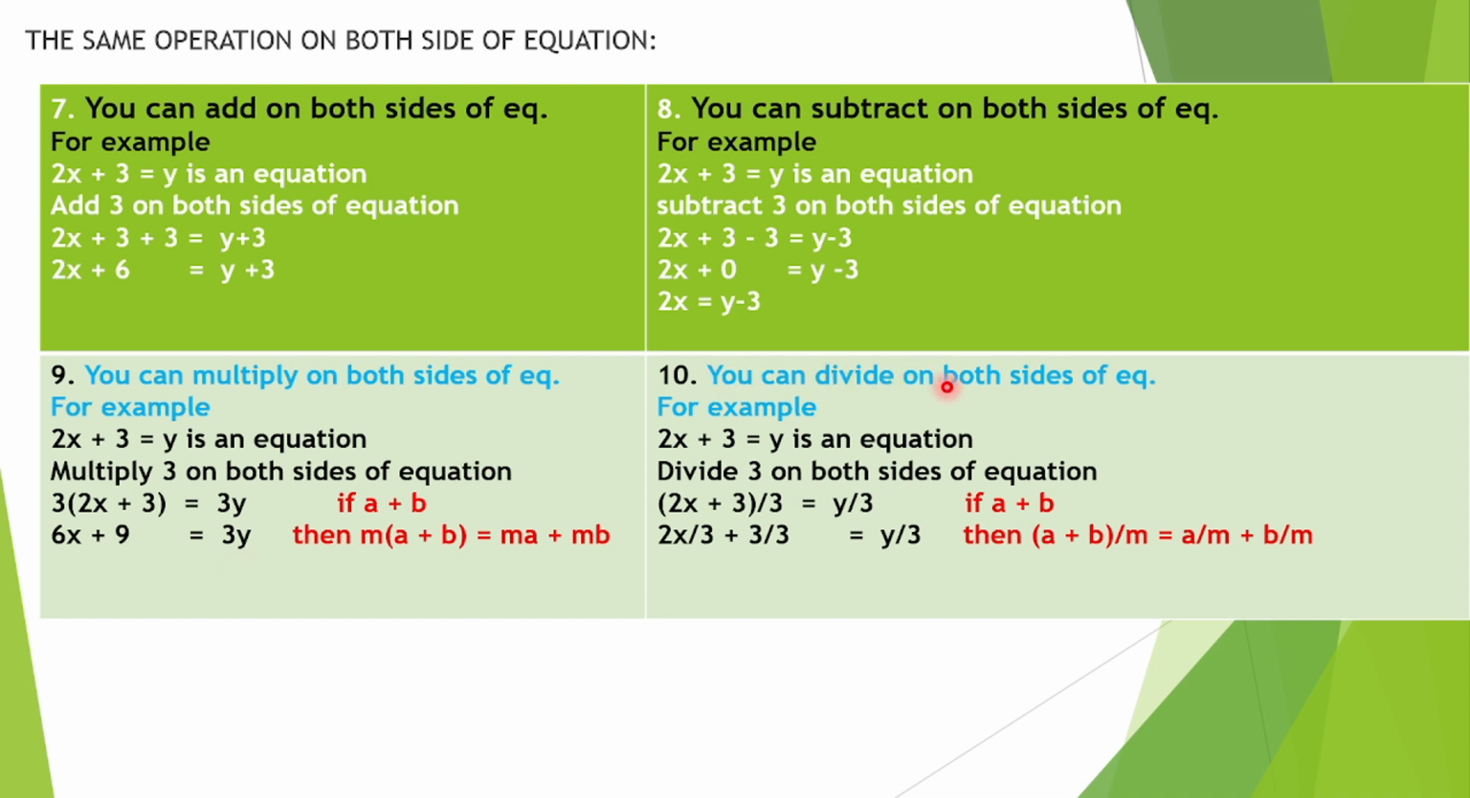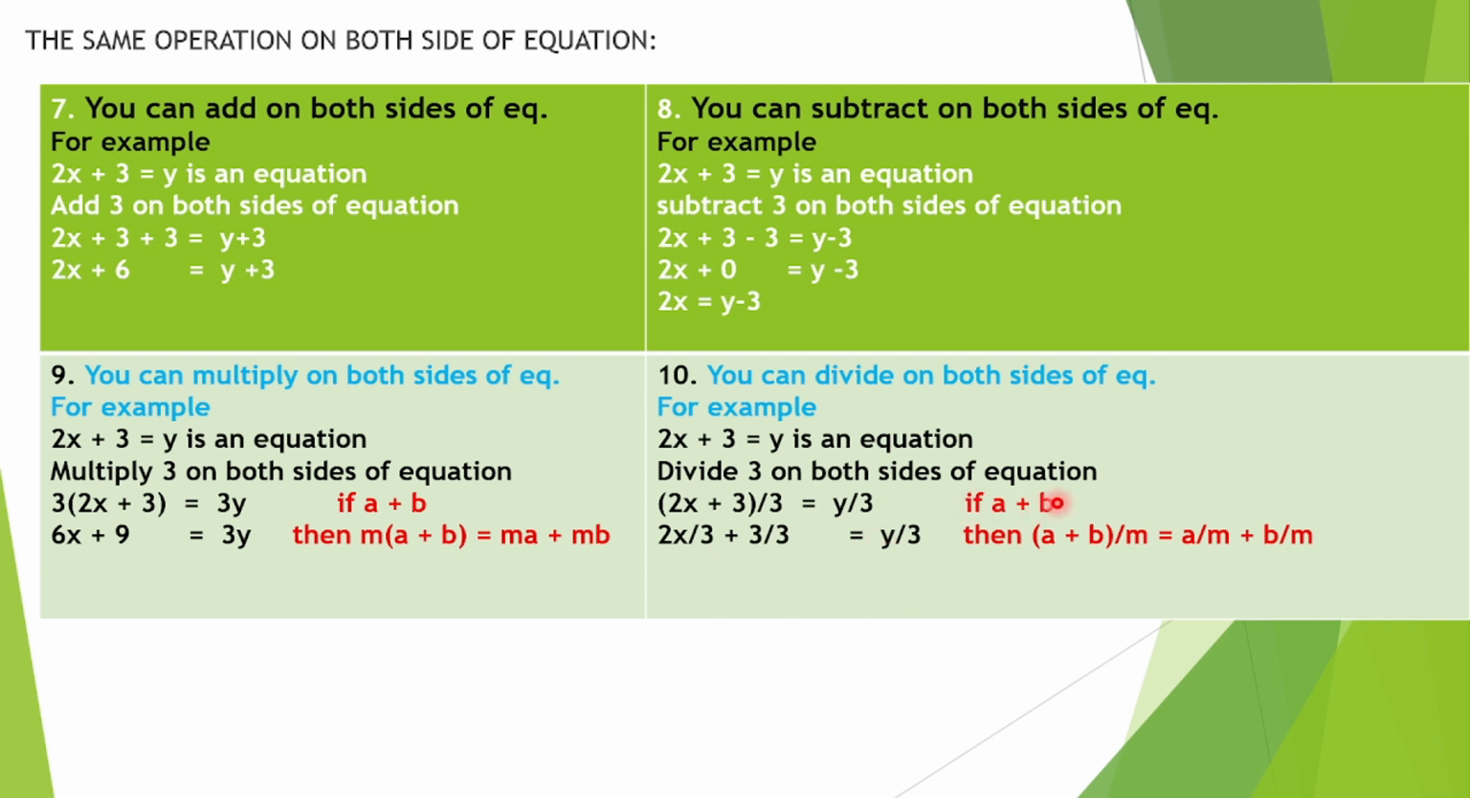Similarly, you can divide on both sides of an equation. For example, 2x plus 3 is equal to y is an equation. So divide by 3 on both sides of the equation. So this is our equation, 2x plus 3 is equal to y. So we divide on both sides by 3. So 2x plus 3 divided by 3 like this, and y divided by 3 like this. When we divide, this 3 divides both the terms. So 2x divided by 3 and 3 divided by 3, and here y divided by 3.